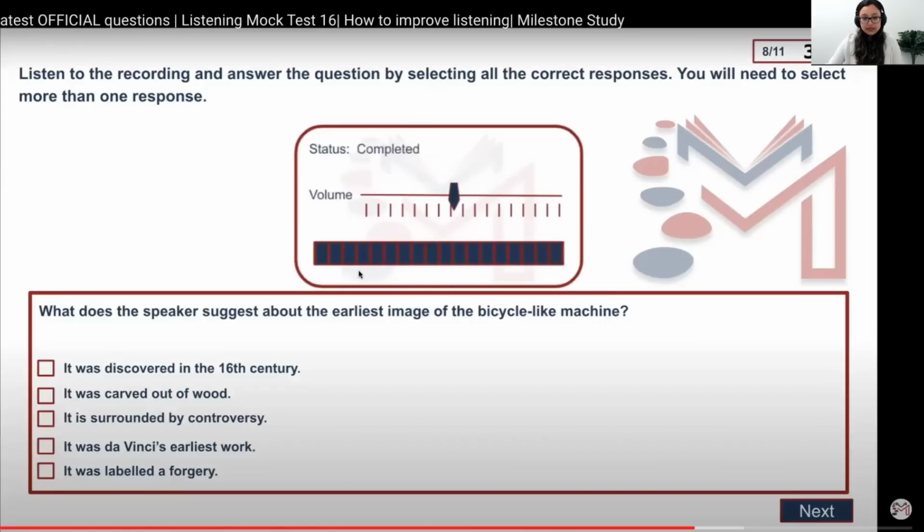Okay, now what I feel is the earliest image was carved out of wood is one right answer, but I also feel it was leveled forgery is also right because in 1998 they gave a specific date. So this could be right and this could be right, but because as I said, I'm not too sure and I'm scared of negative marking, I will only pick one answer, okay? So I'll pick B in this case.